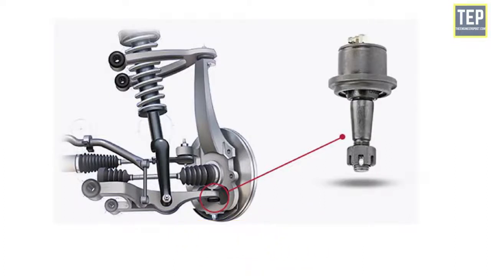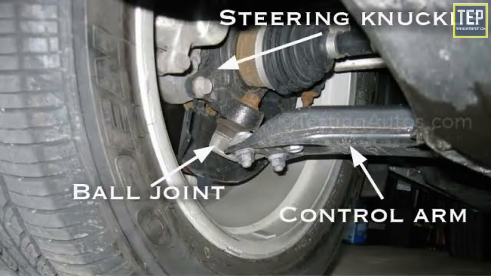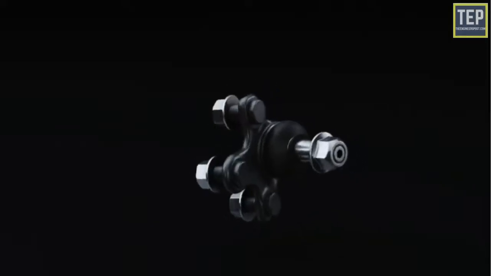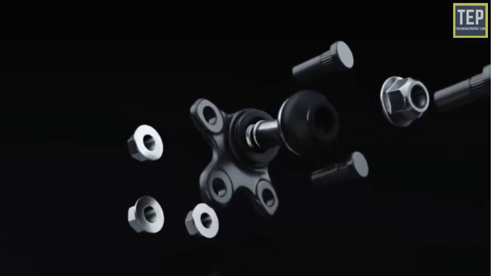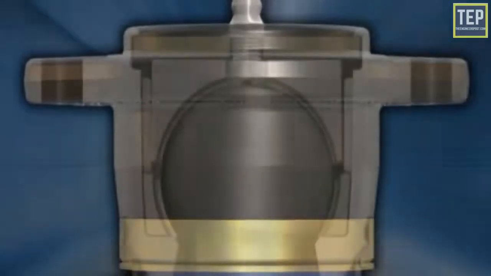The ball joint functions to accept various lateral and horizontal loads on the car. It is also helpful as a rotation axis when the vehicle is turning. Ball joints consist of a metal housing and stud. The stud is able to swing and rotate within the housing.